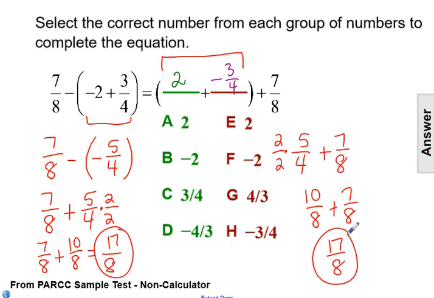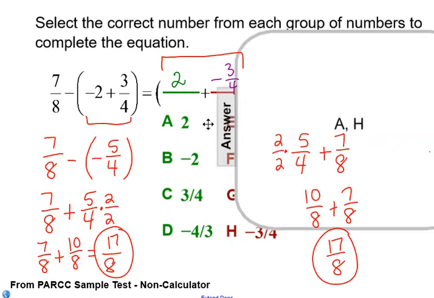So you really want to use the fact that you have on one side of the equal sign a minus, and then another side of the equal sign a plus, and then use the fact that if you can do minus and negative, it'll turn it into a plus. So since they're now both equal, you needed to input 2 and -3/4, which was answer choices A and H.